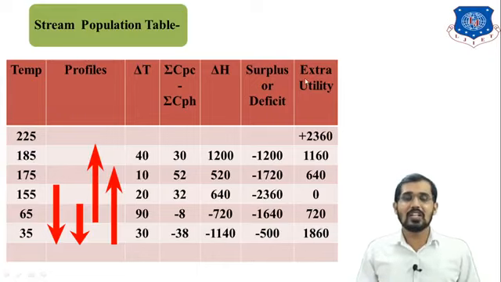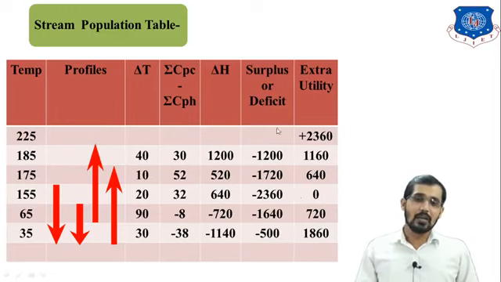So this is the calculation for extra utility. What we have done here is we have just subtracted the delta H value from the extra utility. So for the first value, 2360 minus 1200, 1160 minus 520, you will get 640 here. Similarly, you have to calculate all these values till 1860.